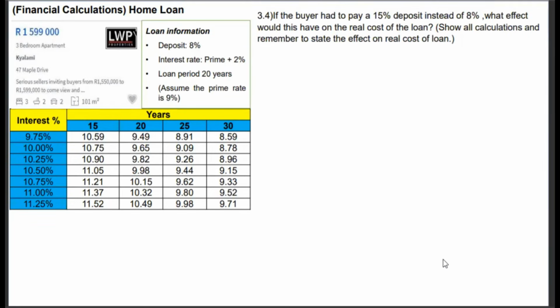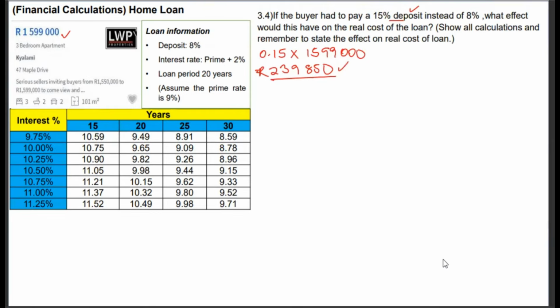So definitely you're going to start afresh. You're going to look for the new deposit, which is 0.15 times the money that you're going to get. This is 15% times 1,999,000. So the deposit is 239,850. This is the deposit. So we don't stop here.